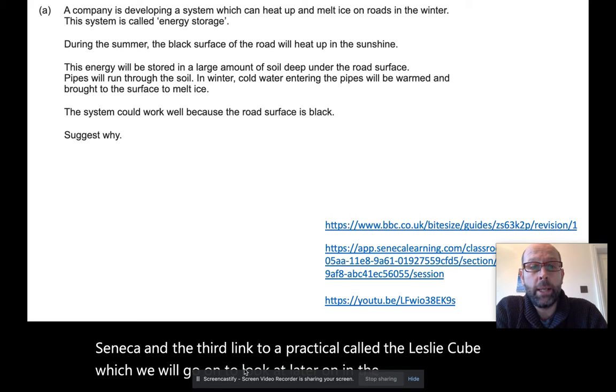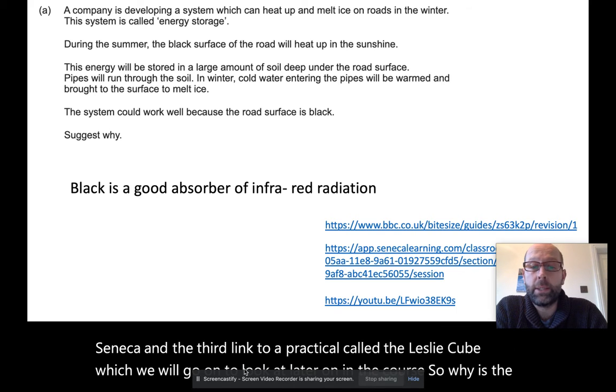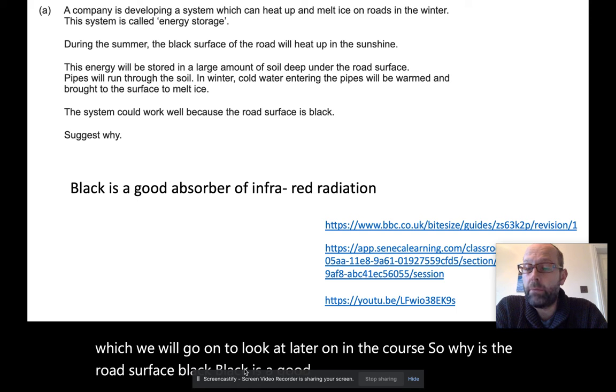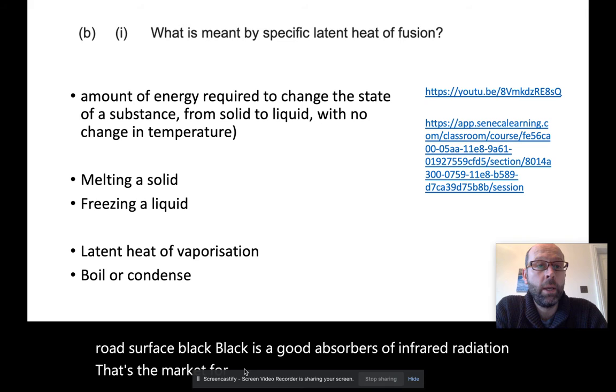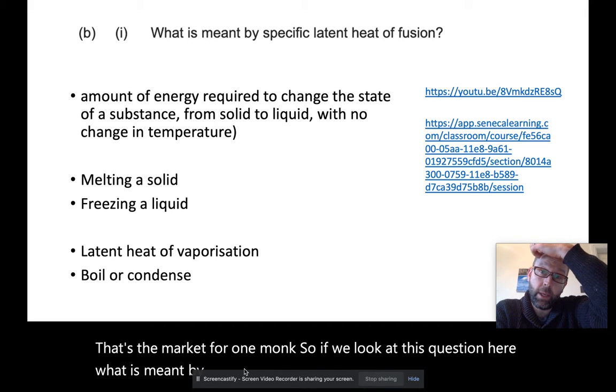So why is the road surface black? Black is a good absorber of infrared radiation. That's the answer for 1 mark. So if we look at this question here, what is meant by specific latent heat of fusion?